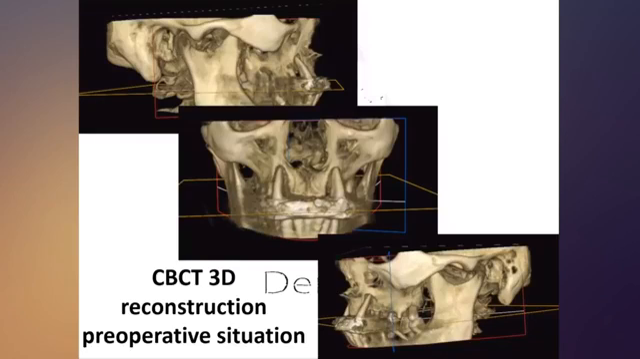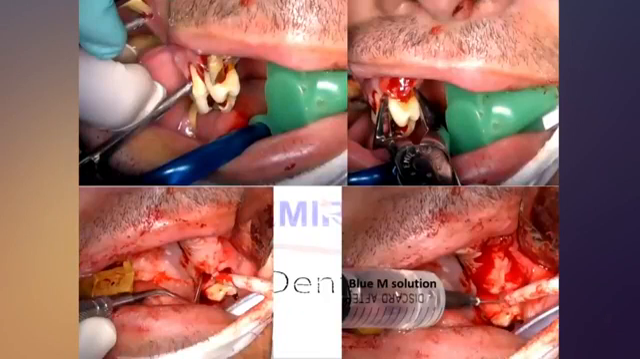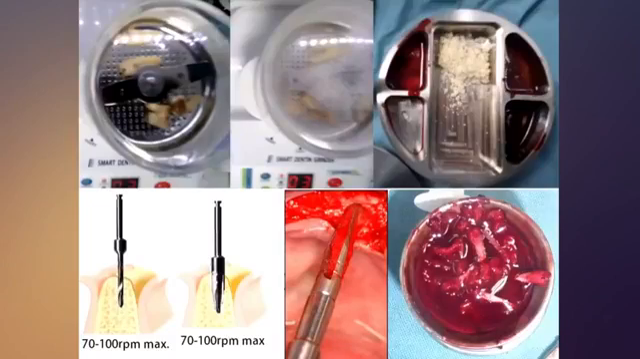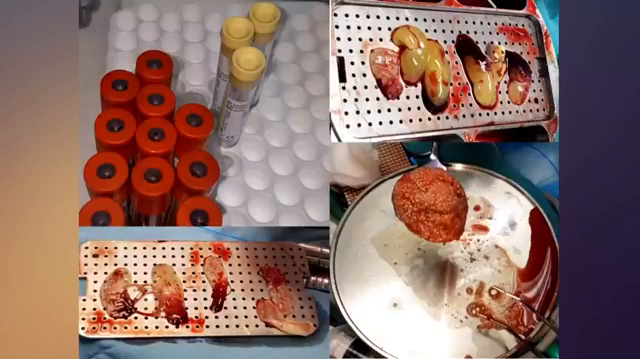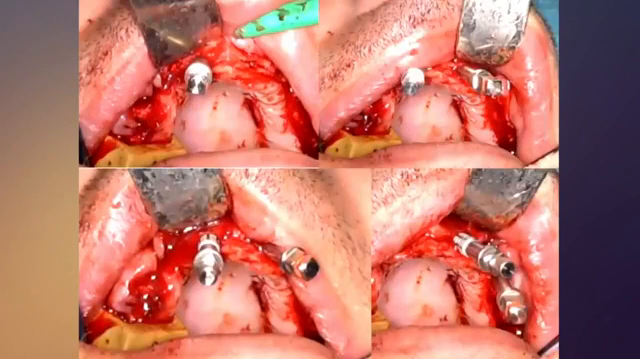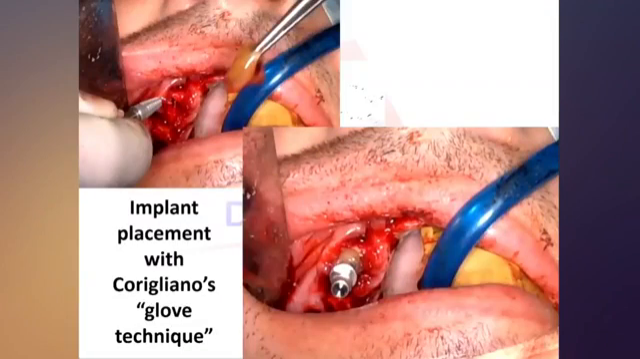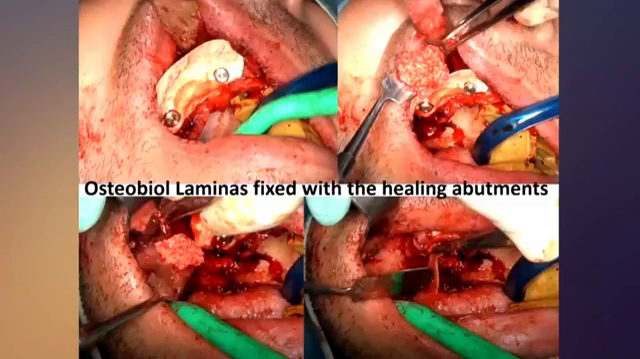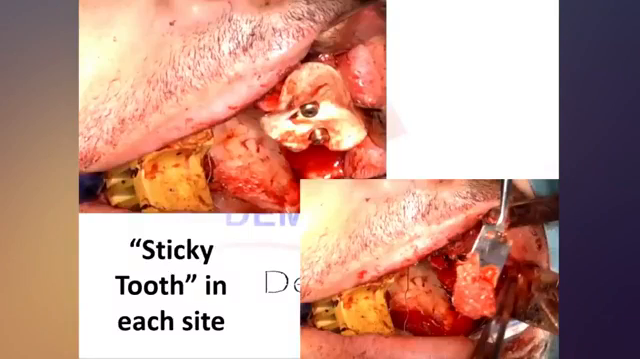This is the CBCT reconstruction, and this is what we started doing. We removed all the teeth and used them as sticky tooth. The situation here, and we placed 6 implants. I would have liked to place 8, but at the canine site, it was dramatic, as you have seen. Reconstruction, and a couple of laminas to fix the healing abutments.